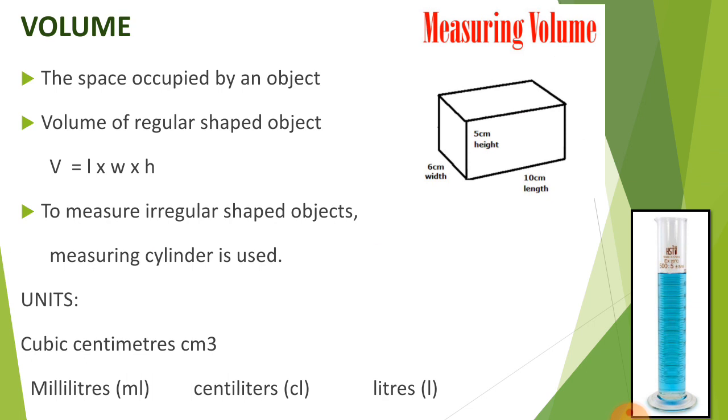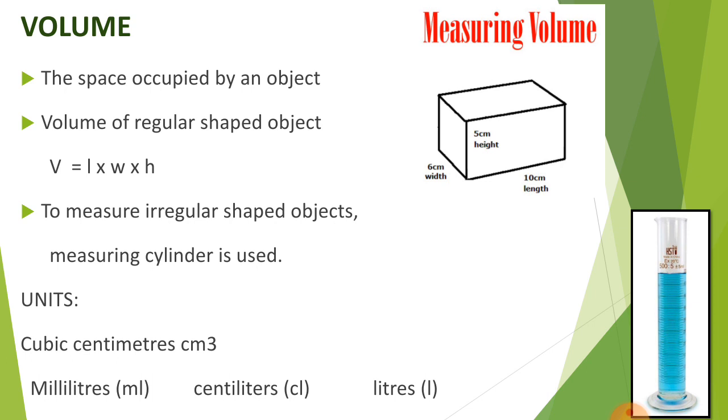Volume. The space occupied by an object is called its volume. The volume of a regular shaped object can be found by using the formula: volume equals length multiplied by width multiplied by height. You can see the figure of a block. Its height is 5 centimeters, width is 6 centimeters, and length is 10 centimeters. Now quickly find the volume. Yes, its volume is 300 cubic centimeters. We measure and we multiply these three values to get the answer.